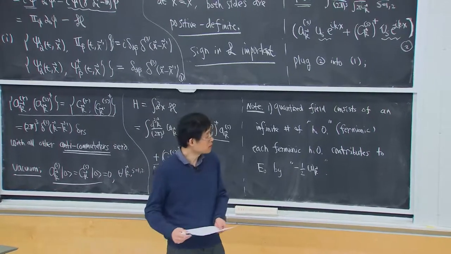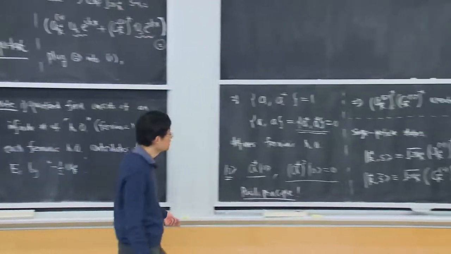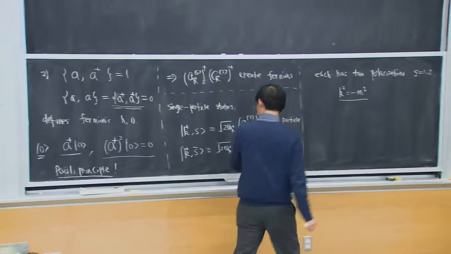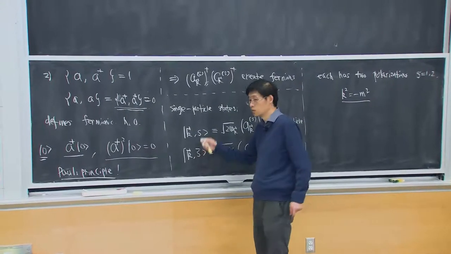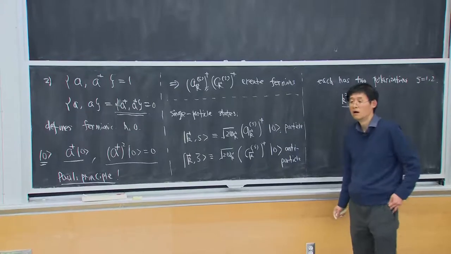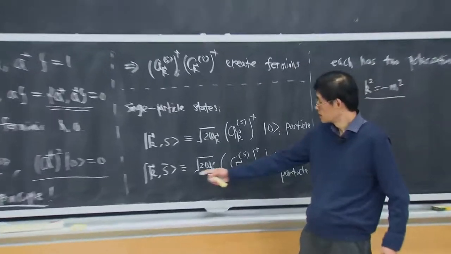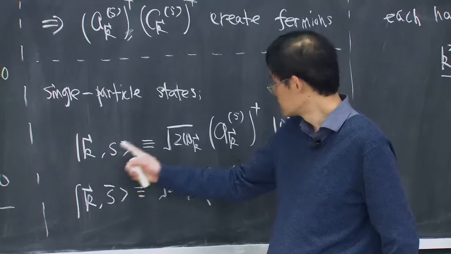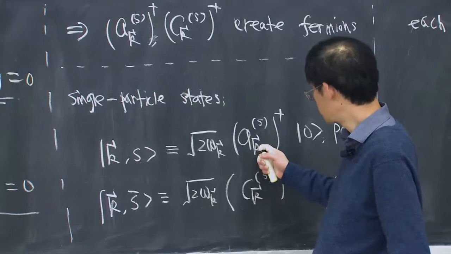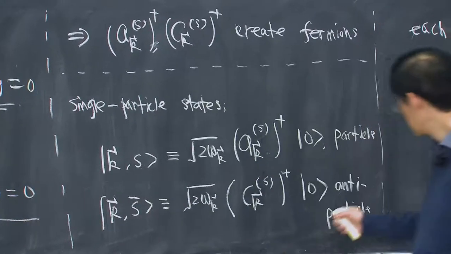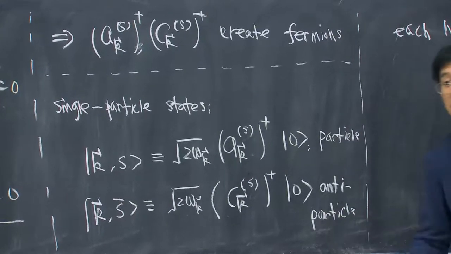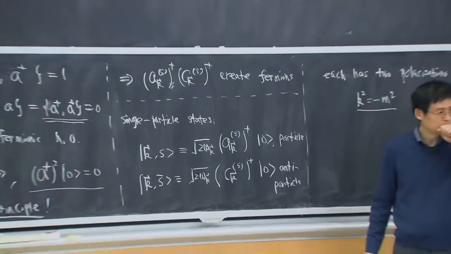Are s and s bar different? Yes, because one is created by a and the other is created by c, so we just use a bar to distinguish them. One corresponds to a polarization of the particle and the one with a bar corresponds to the polarization of the antiparticle. Good.